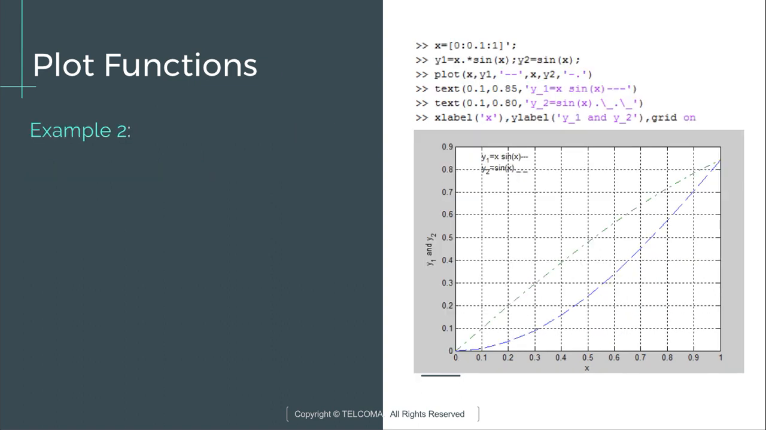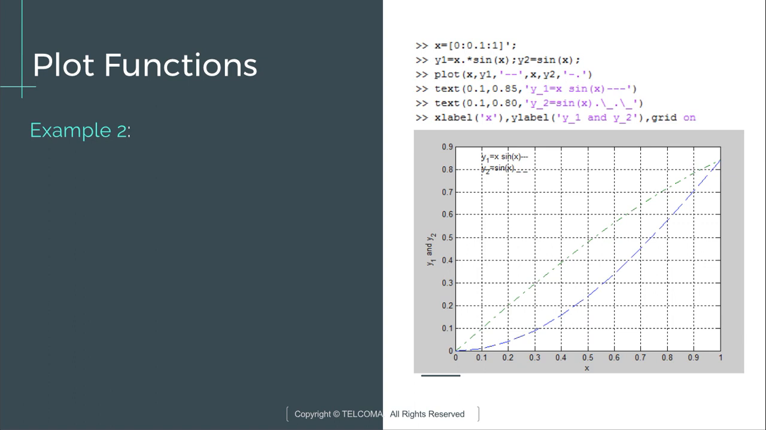This is the second example, in which we create an overlaid plot. Here we are using vector x equals 0 to 1 with an increment of 0.1. Now y1 equals x times sin x and y2 equals sin x. Now we are going to plot x sin x and simple sin x. So plot x comma y1 with a dashed line and x comma y2 with a dash-dot line. Then we give the legend with the position 0.1 and 0.85.